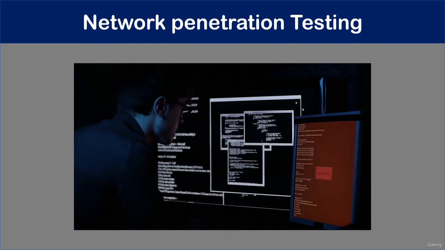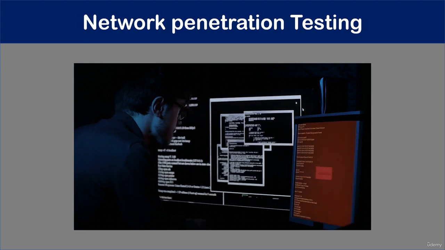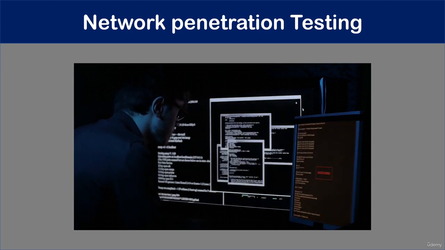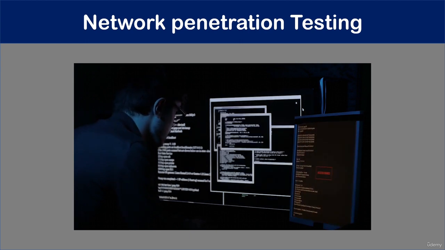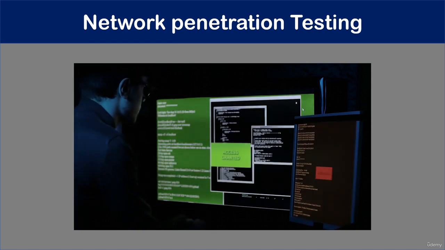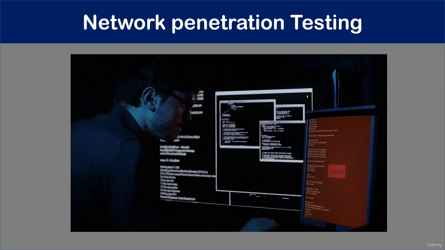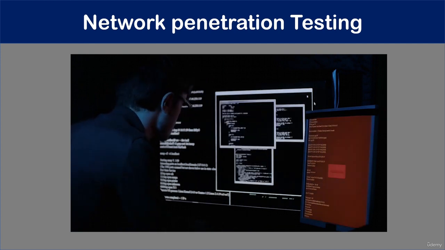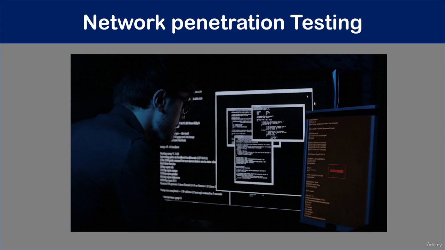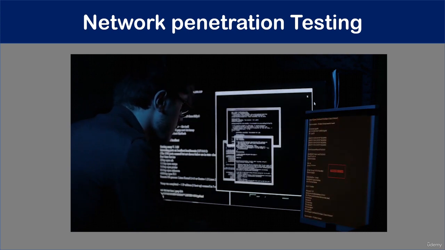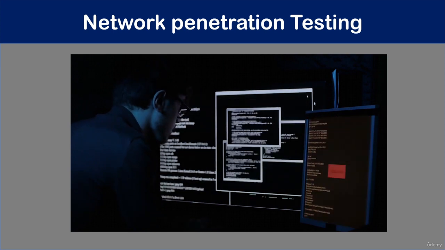In this module, we are going to learn about network penetration testing. Network penetration testing is the first type of penetration testing that we are going to cover in this module. Most of the systems and computers are connected to a network. If a device is connected to the internet, that means the device is connected to a network, because the internet is really a big network.